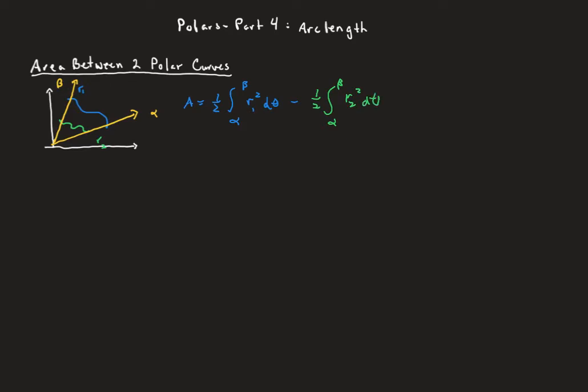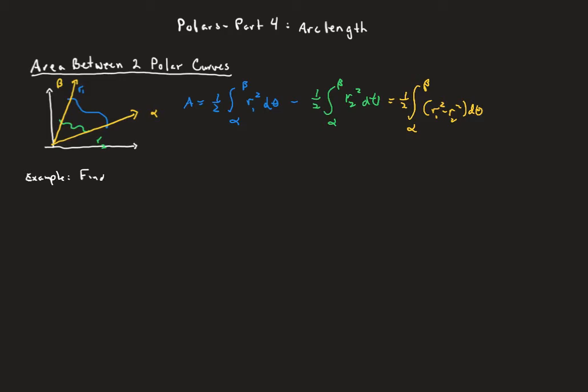And so, much like what we see with rectangular, we can simplify that if we like and just call it 1/2 the integral from alpha to beta of r1 squared minus r2 squared d theta. So that's how we're going to find the area between two curves. So let's look at an example of this, and you're going to need your graphing calculator. I think that will help see what's going on here.